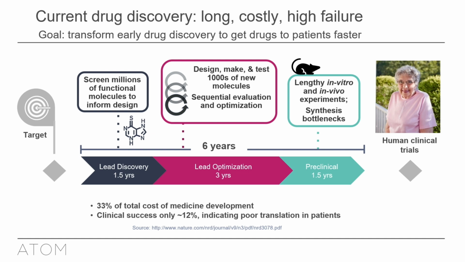Then, we have the preclinical stage. This takes 1.5 years. There are lengthy in vitro and in vivo experiments performed before compounds move to human clinical trials, so this is a very time-consuming process. And even after going through all these processes and reaching the human clinical trials stage, we can run into problems. For example, the drug could be very potent, but have toxic side effects on humans.